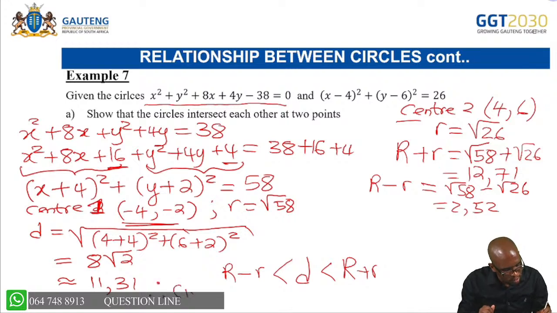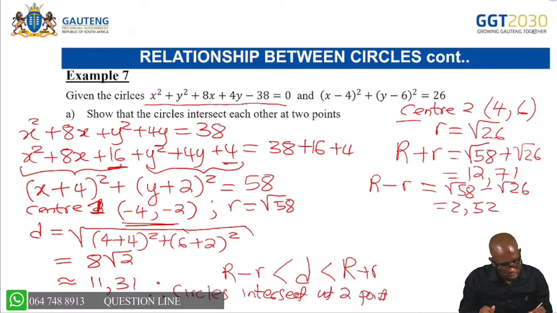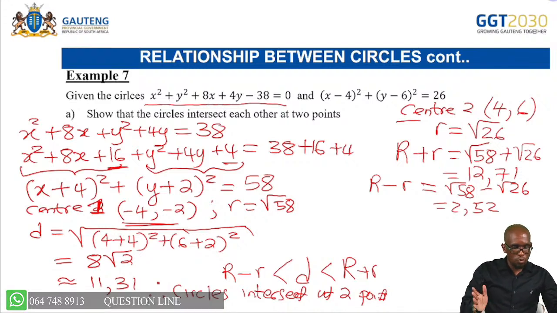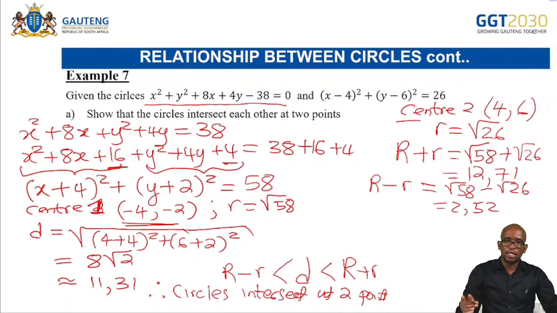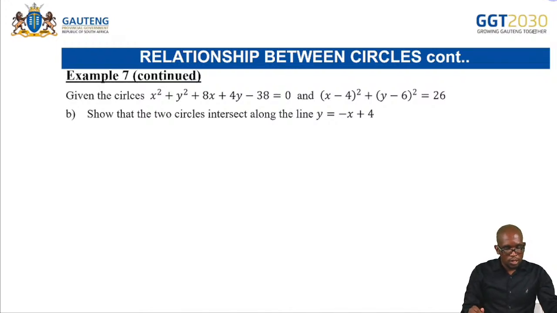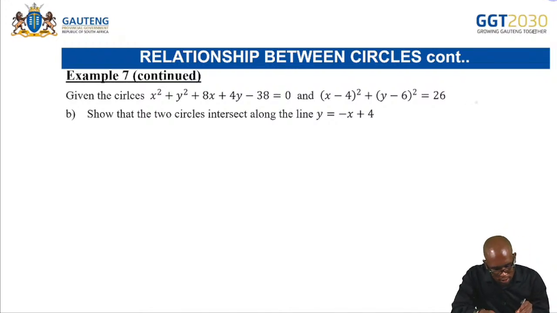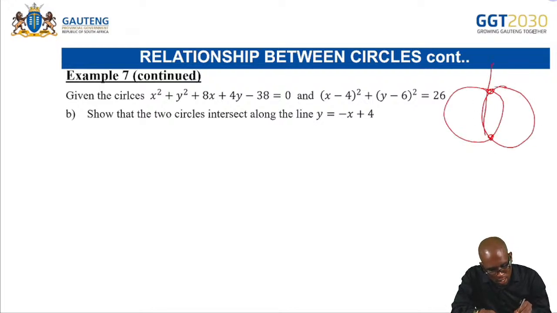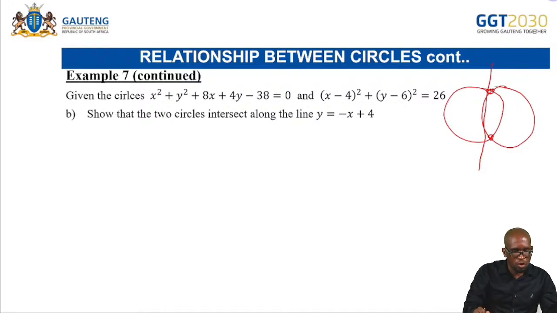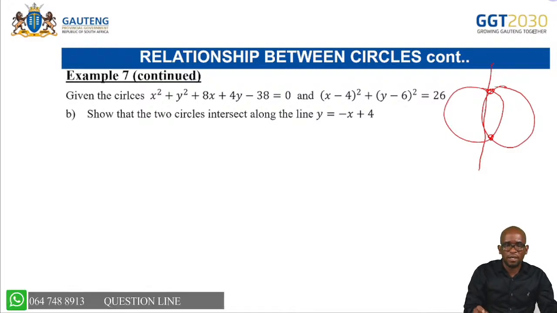So therefore, the circles intersect at 2 points. Right. Repeating what we did, we worked out r plus r, r minus r, and the distance between the centers. Right. The second question: since we found out that these circles intersect twice, they want us to work out the line of intersection, or to show that they intersect along the line y is equal to minus x plus 4.